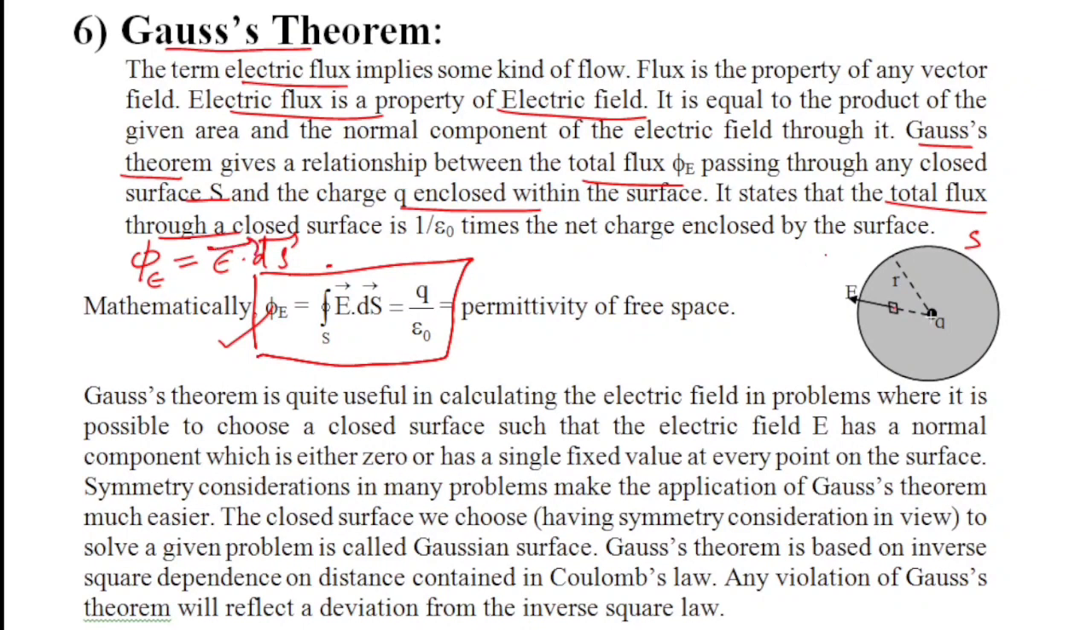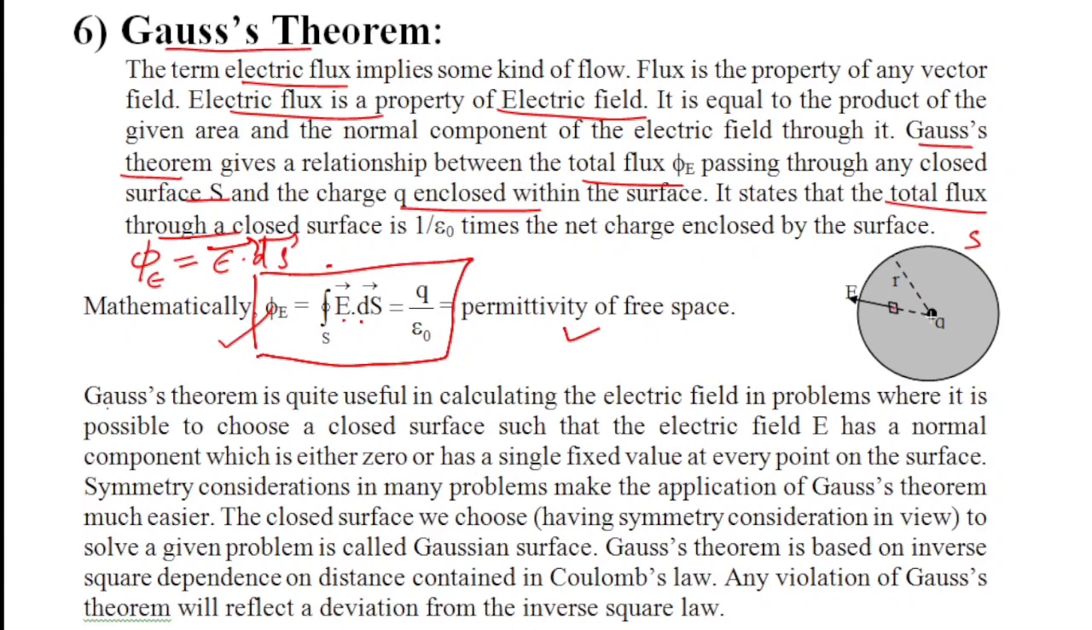So through any closed surface, it is represented as the integration over this closed surface of E dot ds equal to Q by epsilon naught. With the help of this Gauss theorem, you can easily find total flux and electric field through any closed surface. It does not depend upon shape and size. It only depends upon how much charge is enclosed within this closed surface.